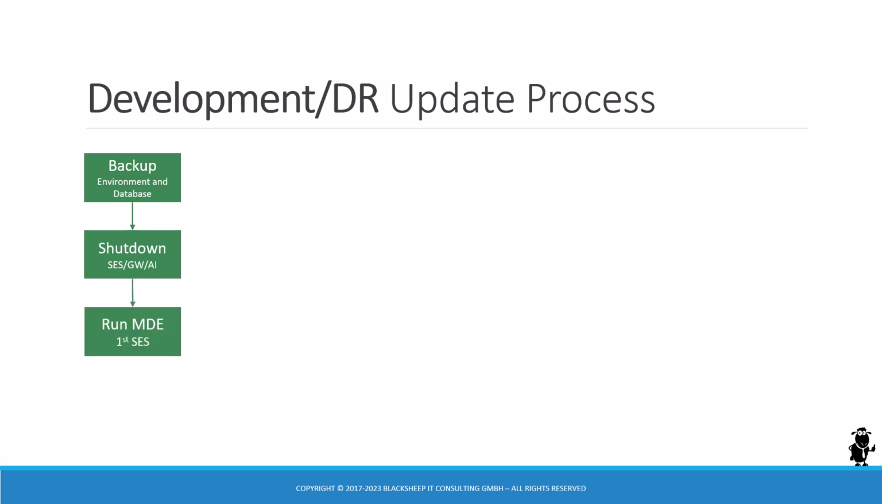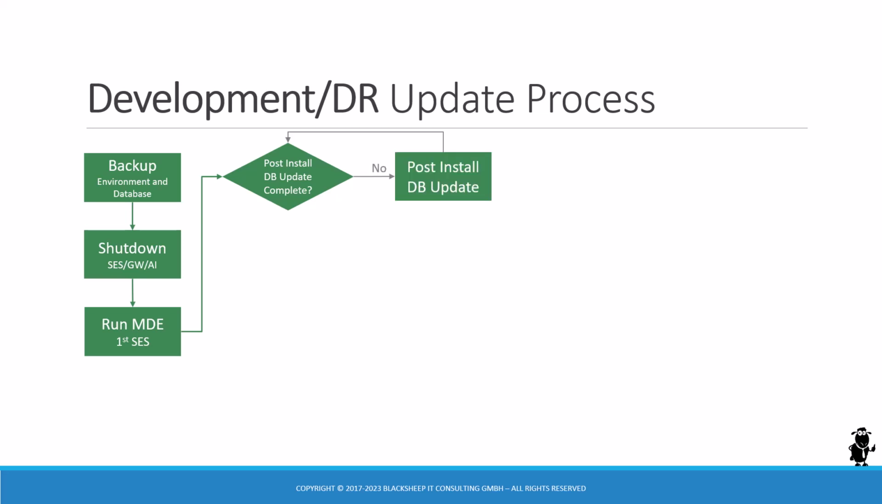You run the MDE installer for your current update that you want to go to on the first Siebel server. Why the first Siebel server? Because the Siebel server update includes the post-install database update, which is mandatory, so you must complete it. So if not, you have to make sure it completes. That will alter your development database. It will alter the schema, it will import seed data, and it will import manifest data. So that's why we take a backup. If anything goes wrong, we can go back and try again.